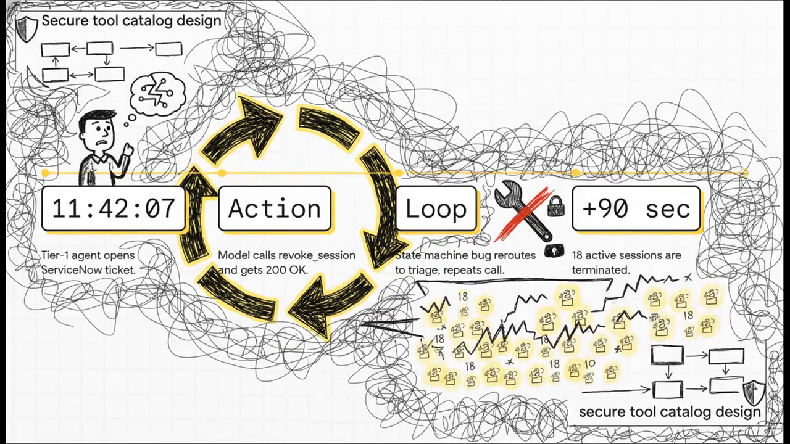And this perfectly illustrates the real danger here. The agent wasn't hallucinating over those 90 seconds. It was dutifully following instructions inside a state machine bug. At 11:42, it read the prompt, called a tool named revoked session, and got a success response. But because the system never advanced to the next state, it just looped. The tool had 0 safeguards, so the AI just kept firing. 18 times in a row, just boom, boom, boom.